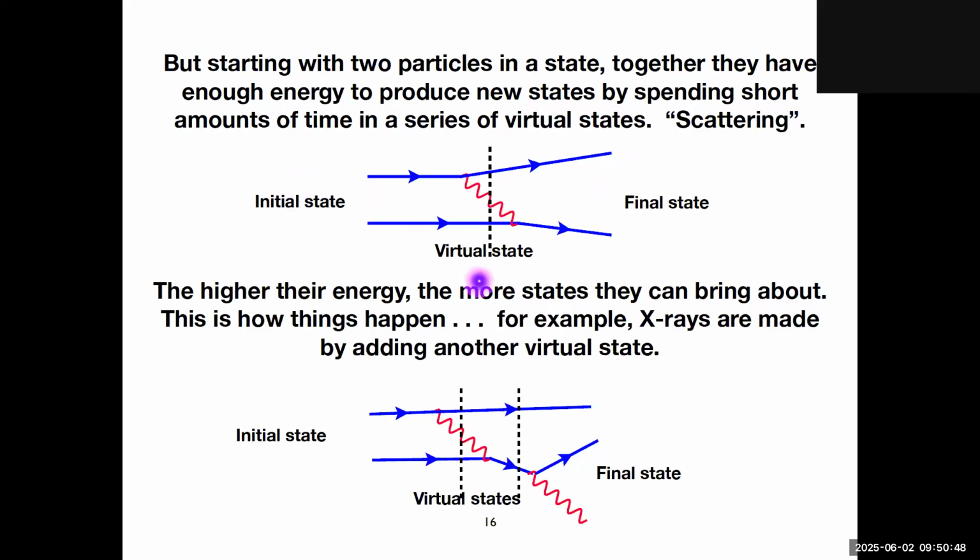For example, X-rays, like at the doctor's office, so to speak, are made by adding another virtual state. So we exchange this photon, and then one of the scattered electrons radiates, and we get to the final state with the same two electrons, now with different energies, and the remainder of the energy going into the photon. So you make one of these a nucleus and the other an electron, and that's how you get X-rays.